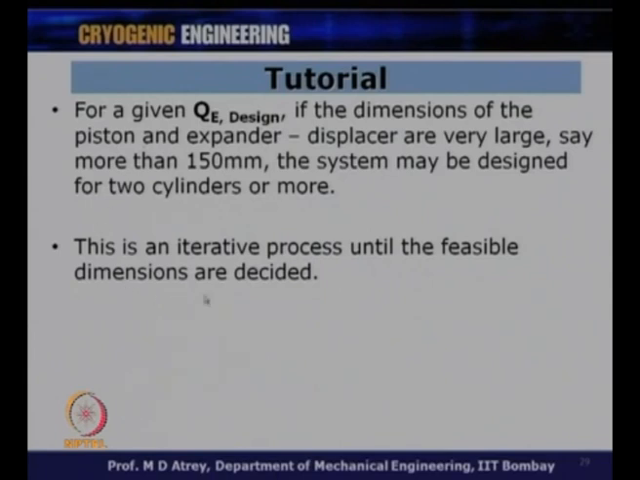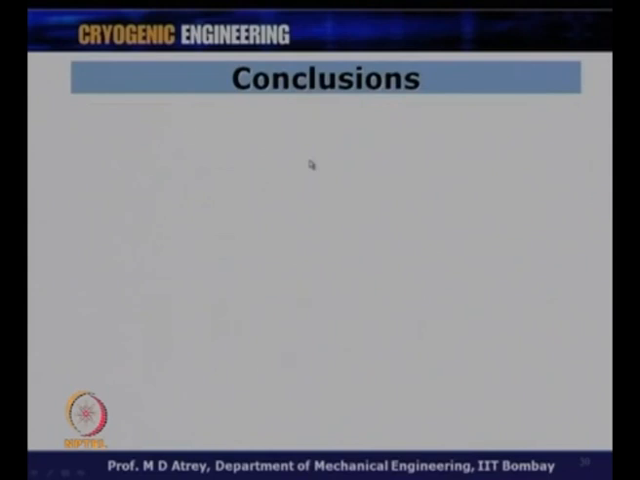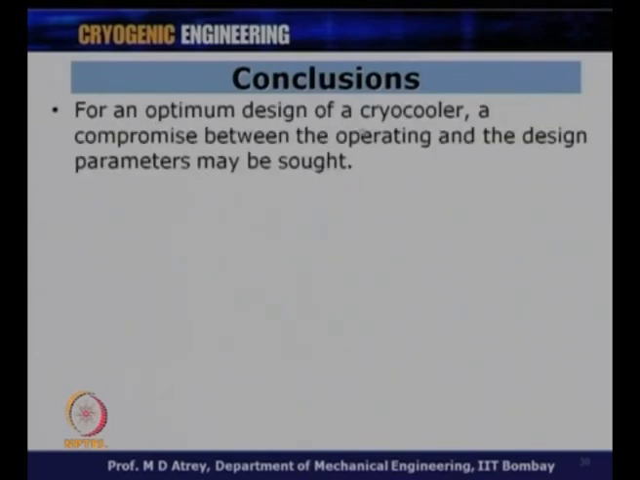What we have just shown is one iteration. What we have just shown you is how we calculate these parameters or dimensions for a design of a cryocooler of 10 liter capacity. So, you should try different versions of 5 liter, 8 liter, 15 liters and so on. The conclusions that are drawn from these lectures are, for an optimum design of cryocooler, a compromise between the operating and the design parameters may be sought.